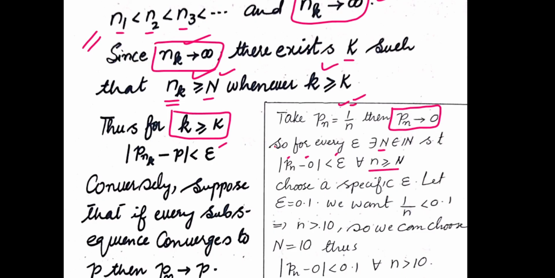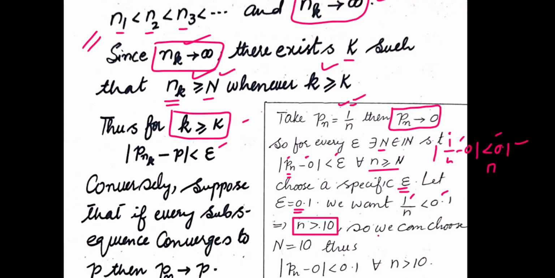To specify this example, I choose a specific epsilon, let epsilon be 0.1, and I want to find for which N your 1 over n minus 0 is less than 0.1. When you put Pn equal to 1 over n, this becomes 1 over n minus 0. What is epsilon? Epsilon is 0.1. Now I want to find which n satisfies this inequality. So this is 1 over n less than 0.1. From here we find n greater than 10.